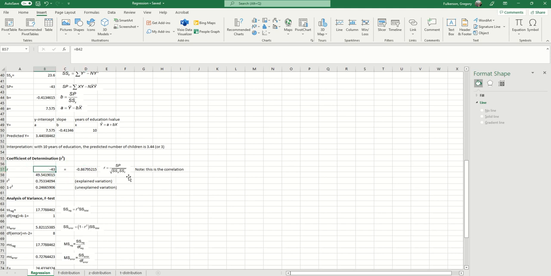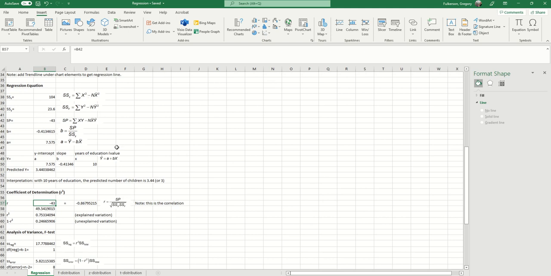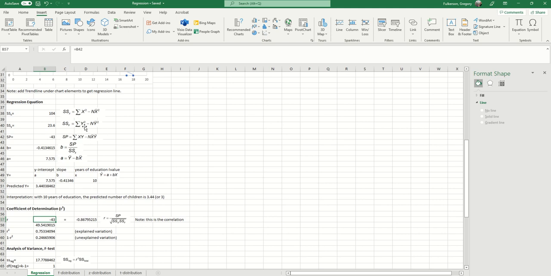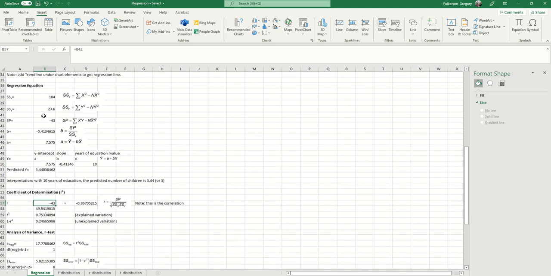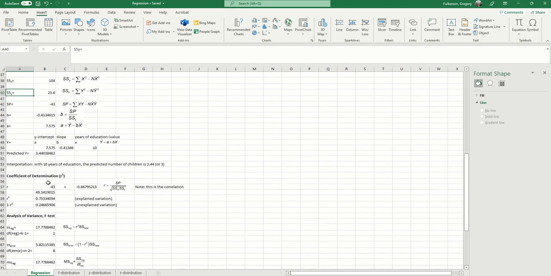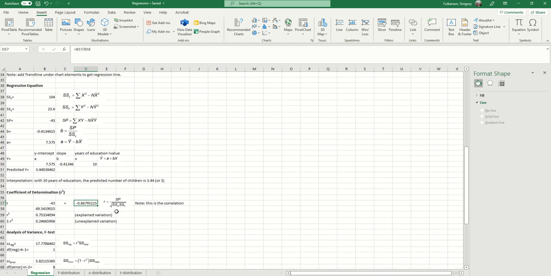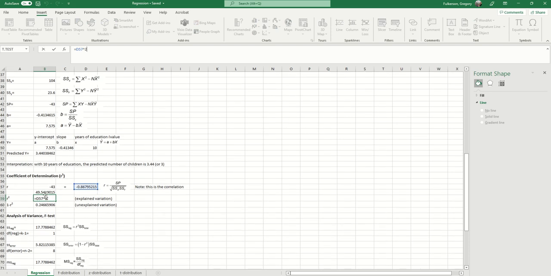So correlation, if you look at the correlation equation, you'll see the numerator is identical to what we have as the sum of products here. Right? And the denominator is the sum of squares for x and y, square root of them. So this is the formula for the correlation, but subbing in this notation for the sum of squares and the sum of products. All right, so that's how we got our correlation of negative 0.86. And the coefficient of determination, you see the formula is just the square of that. So the square of the correlation is the coefficient of determination.